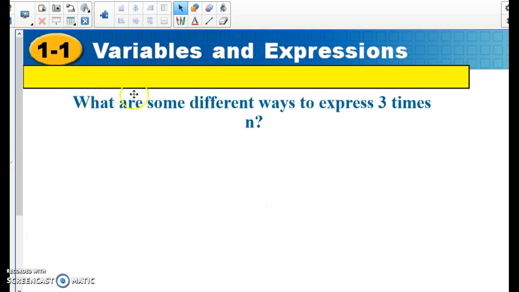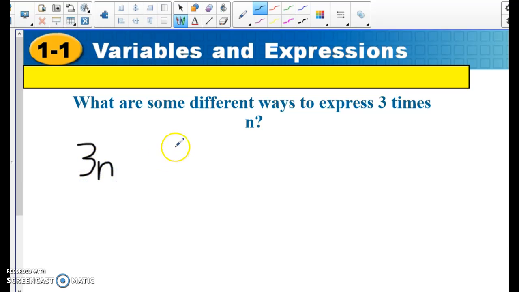What are some ways that we can express 3 times n? If I wanted to write that, I can write 3n. I can write 3 times n. Those both mean the same thing. I can write n times 3. My pen lets me write it, n times 3. So all these could be different ways that we can represent 3 times n. In the book, they'll give you examples like that, and you'll just fill them out.